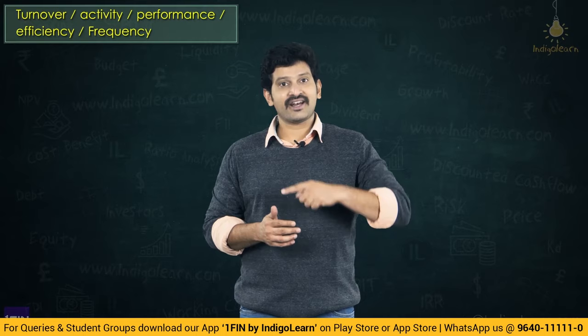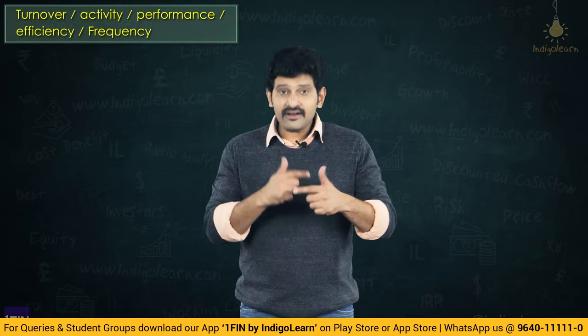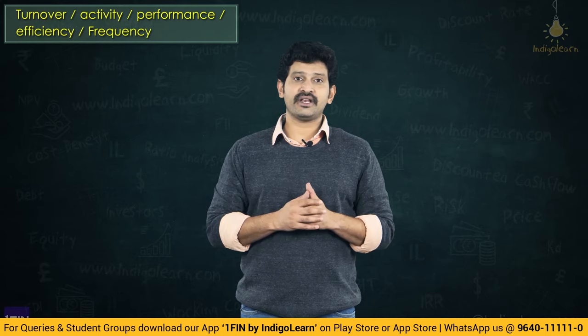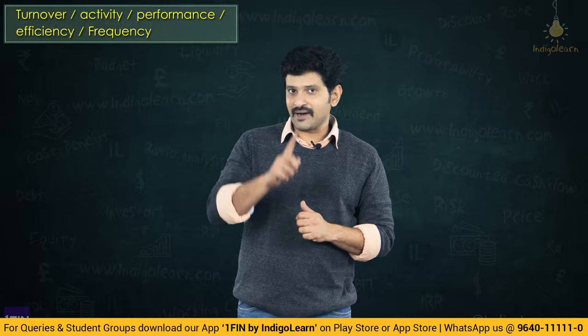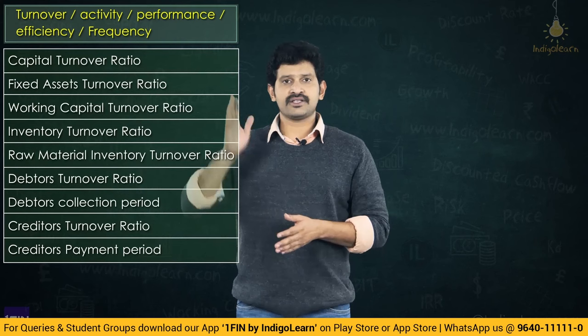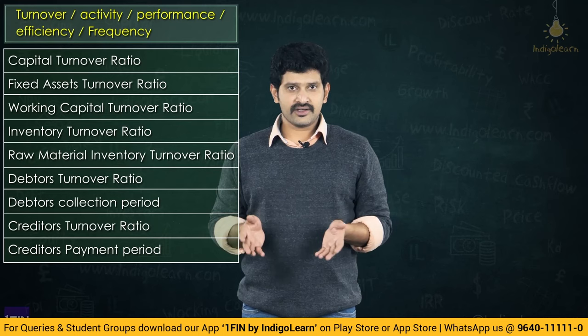Performance ratios: the higher the turnover, it is definitely better for the company. That indicates the performance of the company. Efficiency again is synonymous to performance. Frequency, we will come to at the end when we talk about these ratios. Firstly, the ratios we learn here are capital turnover ratio, fixed assets turnover ratio, working capital turnover ratio, then stock turnover ratio, debtors turnover ratio and creditors turnover ratio.